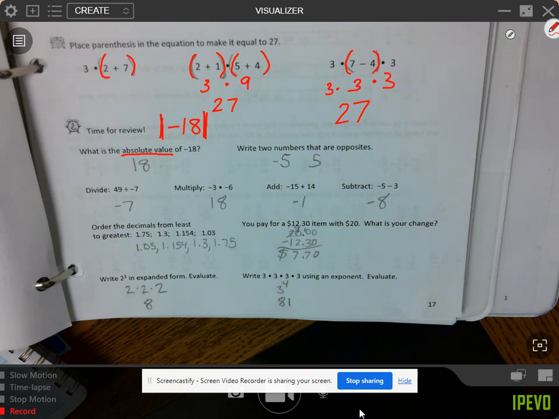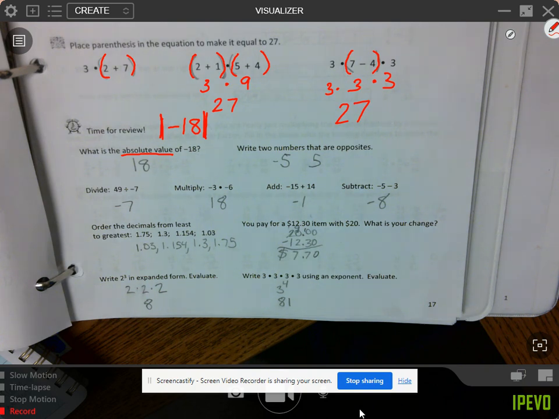Write 2 numbers that are opposites. I chose -5 and 5. You could have chosen any number that you wanted to, as long as it's the same number. 1 is positive and 1 is negative. Right? So opposites means positive and negative opposites.